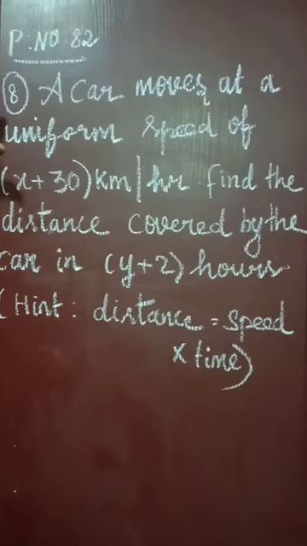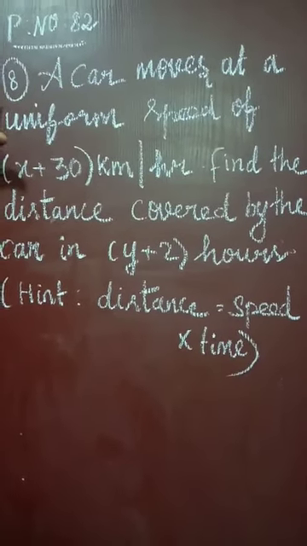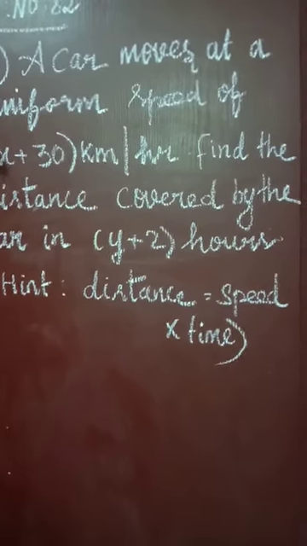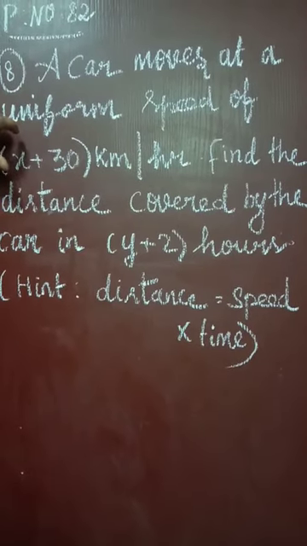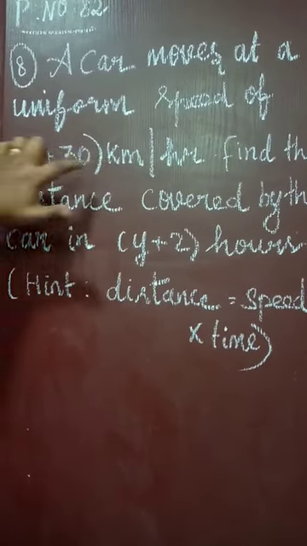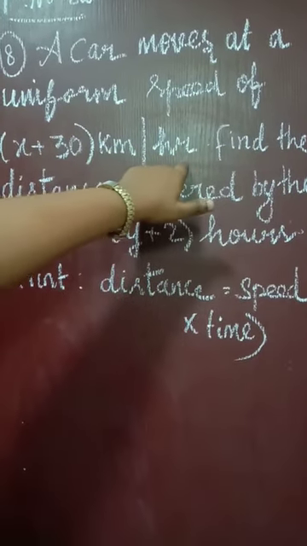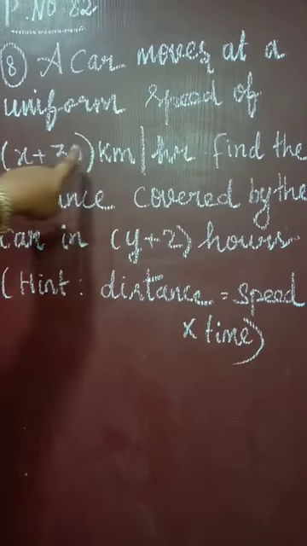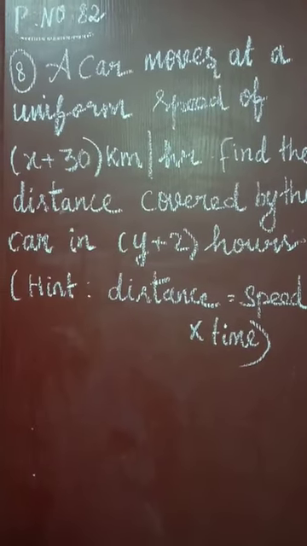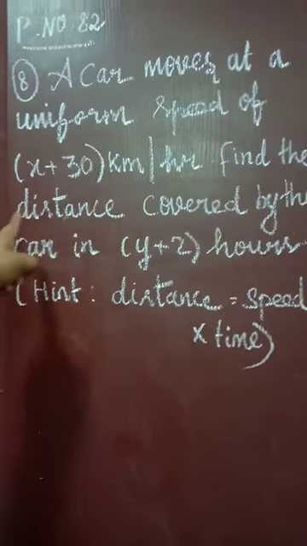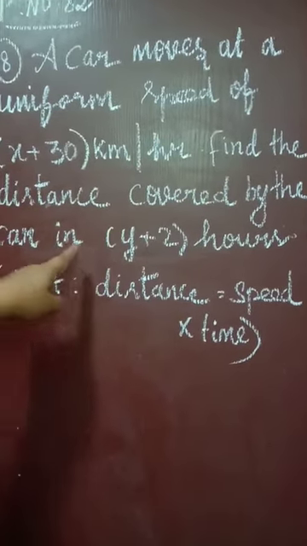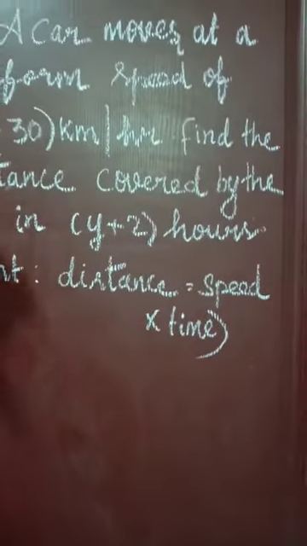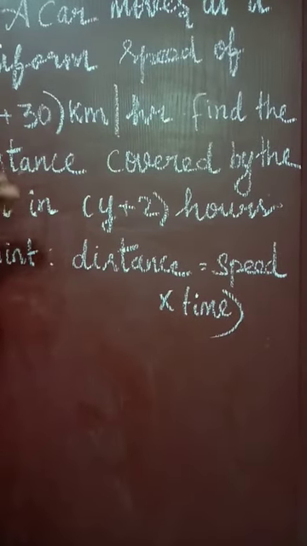Next sum, 8th sum, take page number 82. All of you take your book and see page number 82. A car moves at a uniform speed of x plus 30 km per hour. Per hour means 1 hour. For 1 hour, speed of the car is x plus 30 km. Find the distance covered by the car in y plus 2 hours. For y plus 2 hours, you are going to find the distance covered by the car.